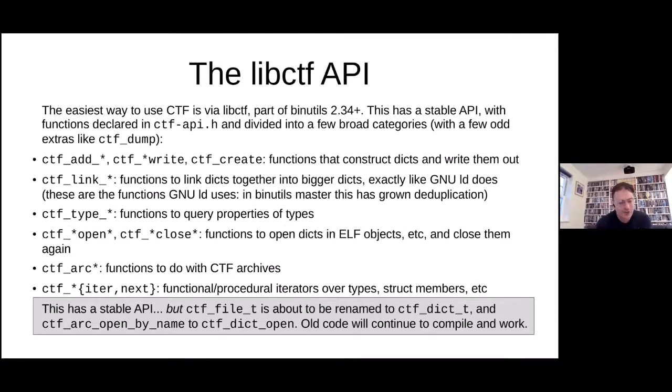The easiest way to use all this stuff is via libctf. It's part of binutils. It's shipped whenever you've got binutils. You might need binutils devel instead. The API is grouped into a few big chunks. You can create dictionaries via CTF add. If you're familiar with the old Solaris libctf, this was a very bad API in Solaris. It got exponentially slower the more you added. That's fixed. You can add millions of entries and it's just as fast as adding a few.